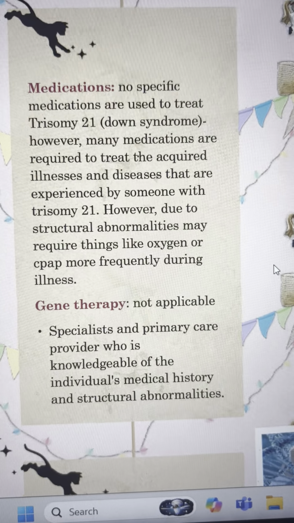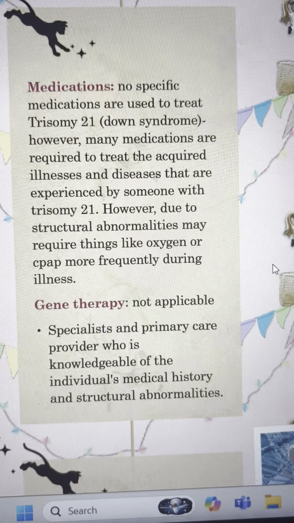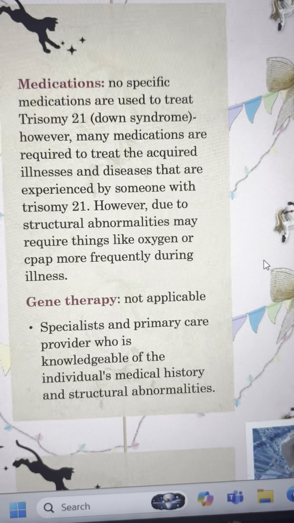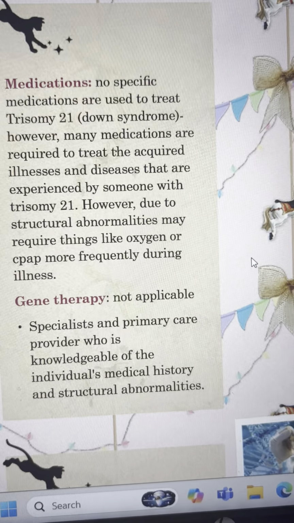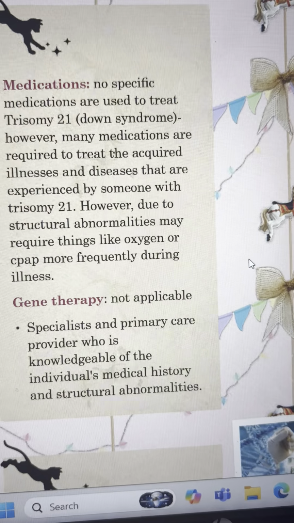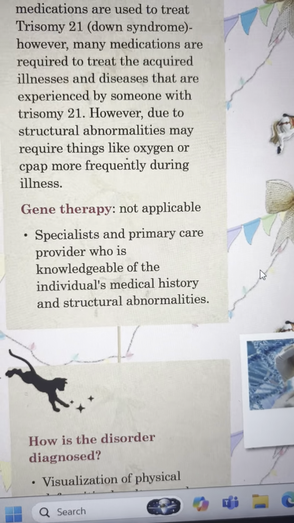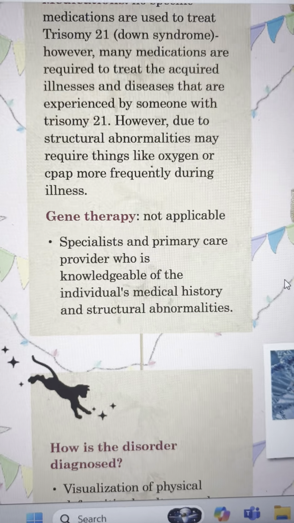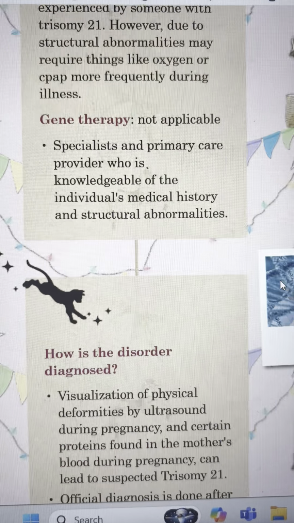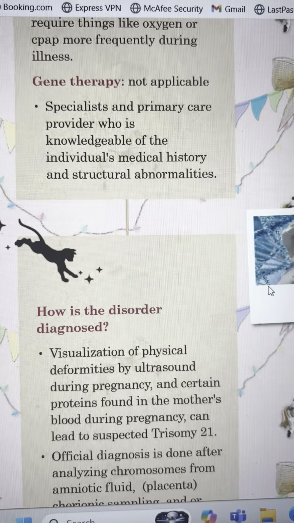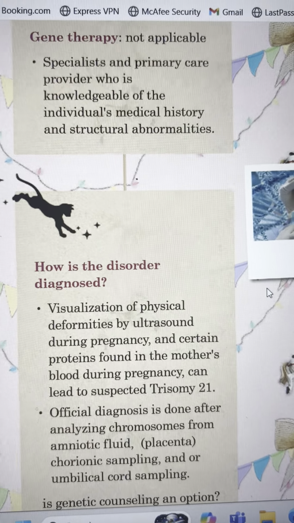Many medications are required to treat these illnesses and diseases for trisomy 21, and they usually require more oxygen, steroids, antibiotics, CPAP, things like that because of the abnormalities. Generally, there's no gene therapy available. They do require a lot of specialists and primary care providers who are knowledgeable in that person's medical history, but also just understand trisomy abnormalities in general.